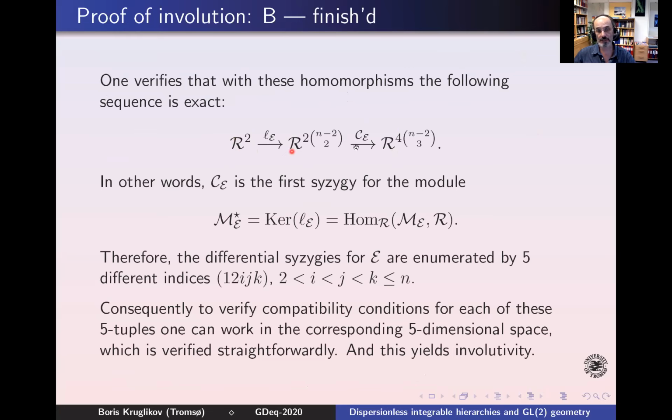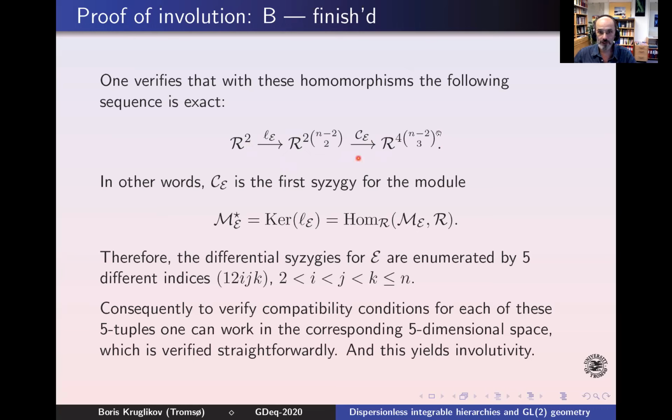I just take the first part of this long complex, because I don't actually have any use for the continuation of it. I don't want to talk about it. So I need that this composition is 0. And then it will give me compatibility, and actually it will also give me involutivity. Okay, but here's one important notion.